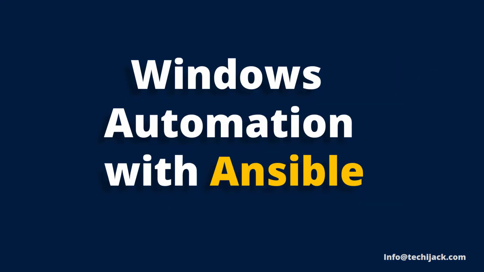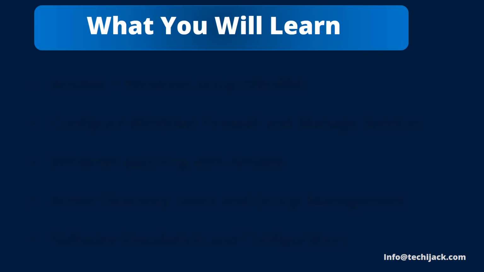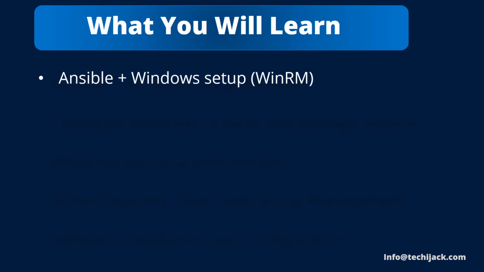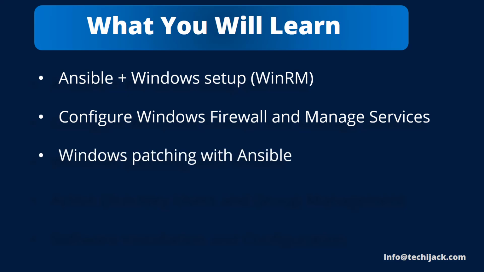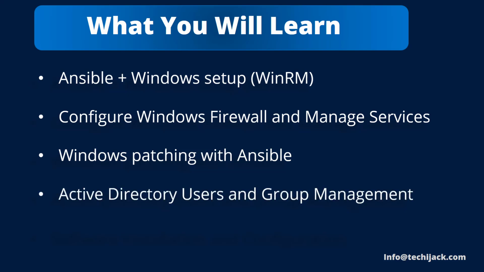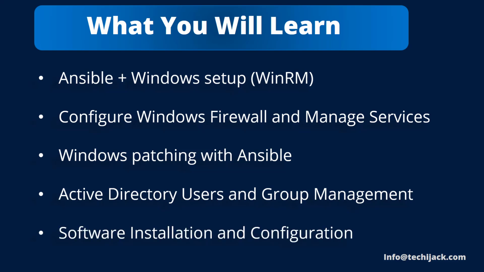Thank you, Nikhil. Here's what we have planned for the core of this series. What you will learn here is how to set up Windows WinRM to connect with Ansible. You will learn how to configure Windows Firewall and manage services through Ansible, how we can patch Windows through Ansible, and how we can manage Active Directory users and groups. Therefore, how we can install software and configure it by using Ansible.